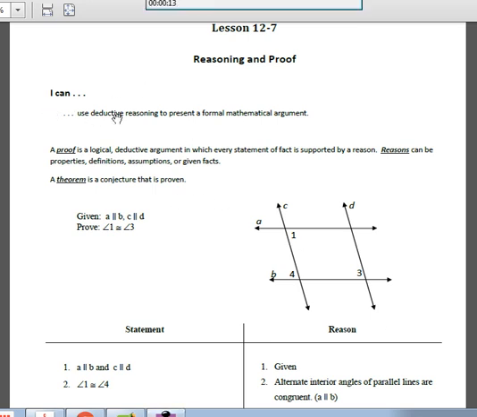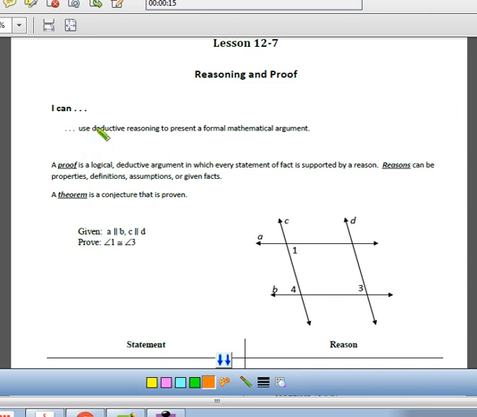I can use deductive reasoning, there's an interesting word or phrase, to present a formal mathematical argument, also known as a proof. So, a proof is a formal mathematical argument. A proof is a logical deductive argument in which every statement of fact is supported by a reason. Reasons can be properties, definitions, assumptions, or given facts. A theorem is a conjecture that is proven.